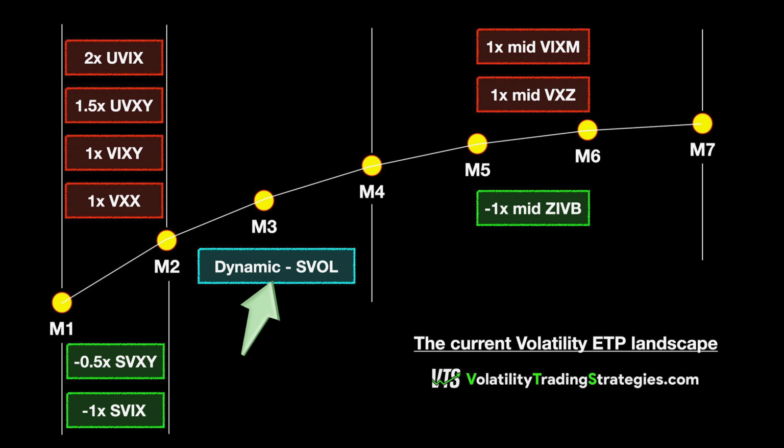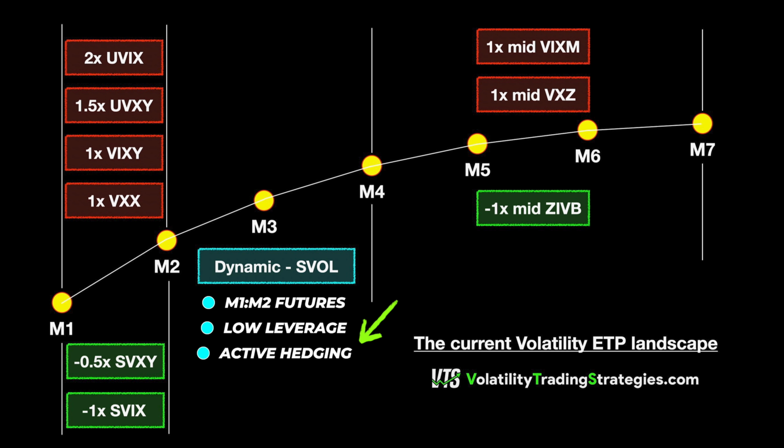We'll put it right there, and you can see I called it Dynamic SVOL. It's also a front 2-month VIX futures product, but the leverage is way down low, and it has an active hedging component, plus it distributes regular dividends as well. So you can see there's multiple layers to this thing. That's why I classify it as dynamic. Spoiler alert, and I'll save this for the standalone video when I talk about SVOL, but this is not nearly as good of a product as people think it is.